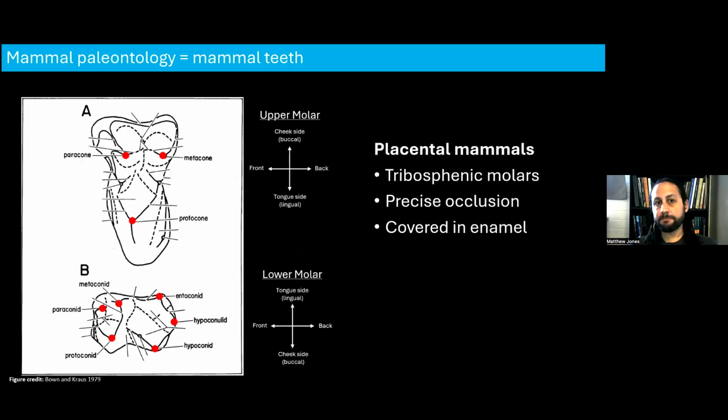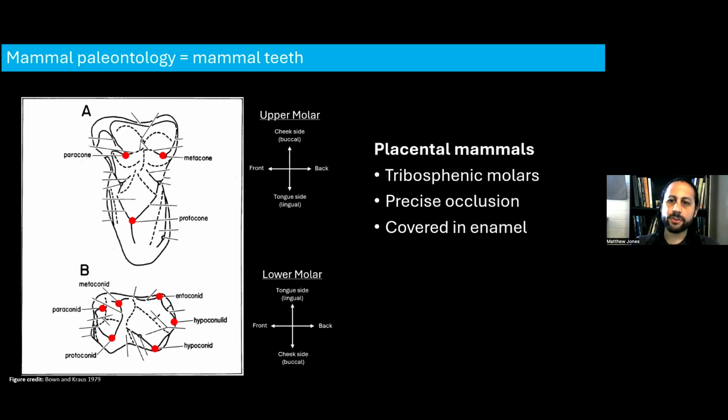And since I'm talking about teeth, I have to give you a little bit of background on mammal teeth, because that is a huge component of mammal paleontology. Placental mammals have very specialized teeth, especially molars. They're what we call tribosphenic, so they have 3 primary cusps on the upper molars. So those are highlighted in red. And those sort of are paired with lower molars that usually have 6 main cusps.